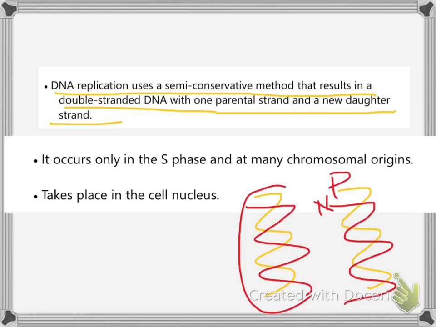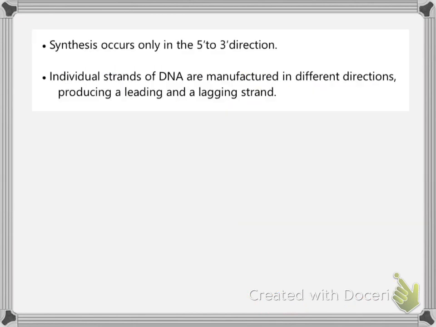And it occurs only in the S phase. That is, DNA replication occurs only in the S phase of the cell division. And it takes place in the cell nucleus. And the next feature is that it is synthesized only in the 5' to 3' direction. Synthesis only occurs in the 5' to 3' direction.